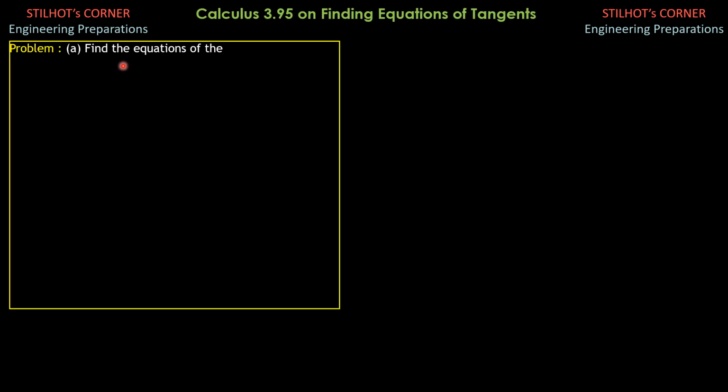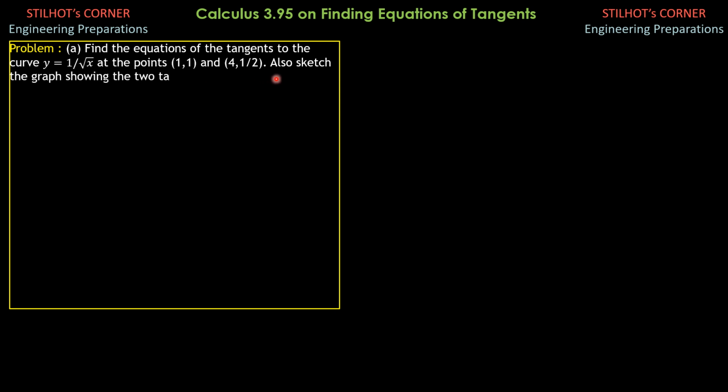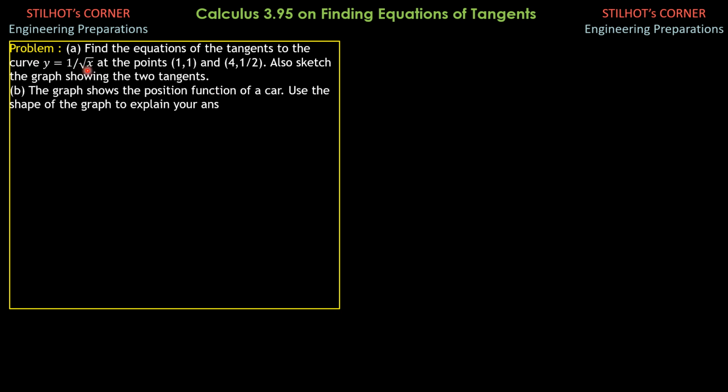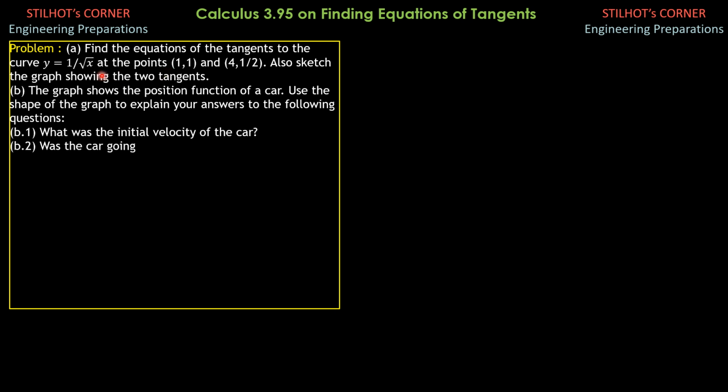Find the equations of the tangents to the curve y equals 1 over square root of x at the points (1, 1) and (4, 1/2). Also sketch the graph showing the two tangents. So take note that the domain of this function is 0 to positive infinity, open parentheses. 0 cannot be assigned to this curve because it is undefined.